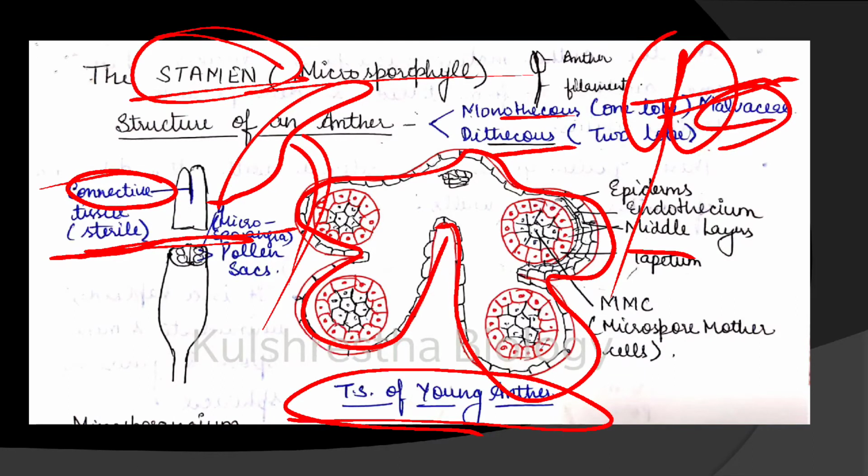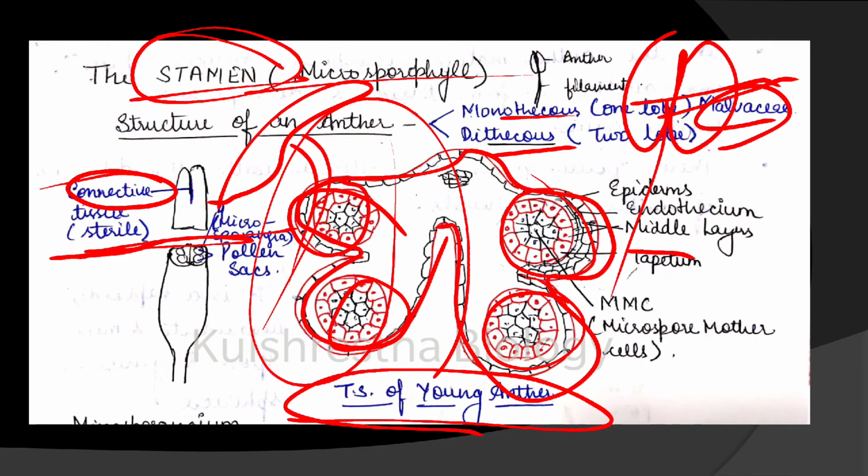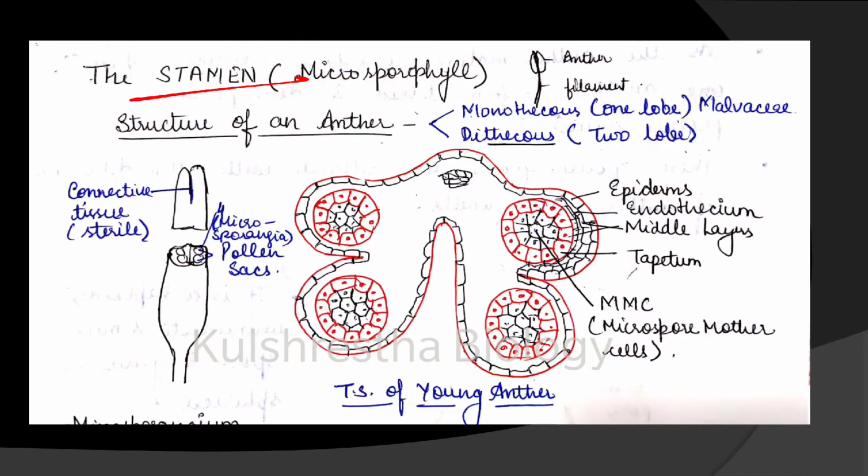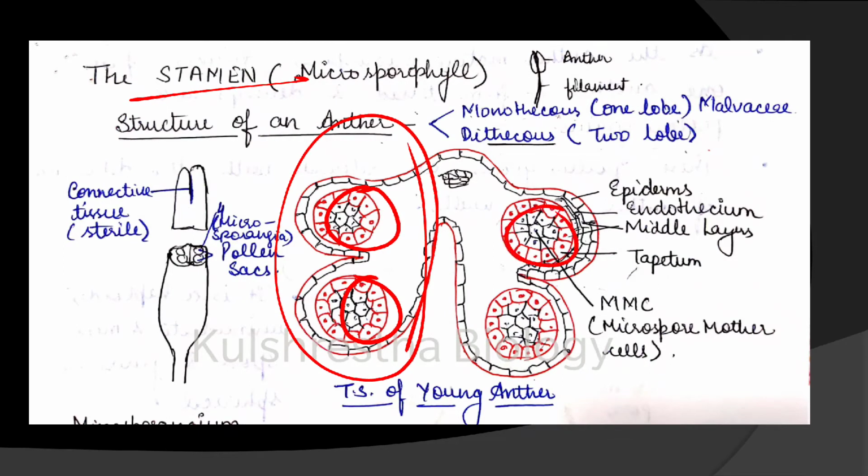Now in this you will find 4 microsporangia, 1, 2, 3 and 4. 4 microsporangia, 2 in each lobe. This is one lobe and this is the second lobe. So there are a total of 4 microsporangia, 2 in each lobe. Now this is the connective tissue at the back side of the anther.